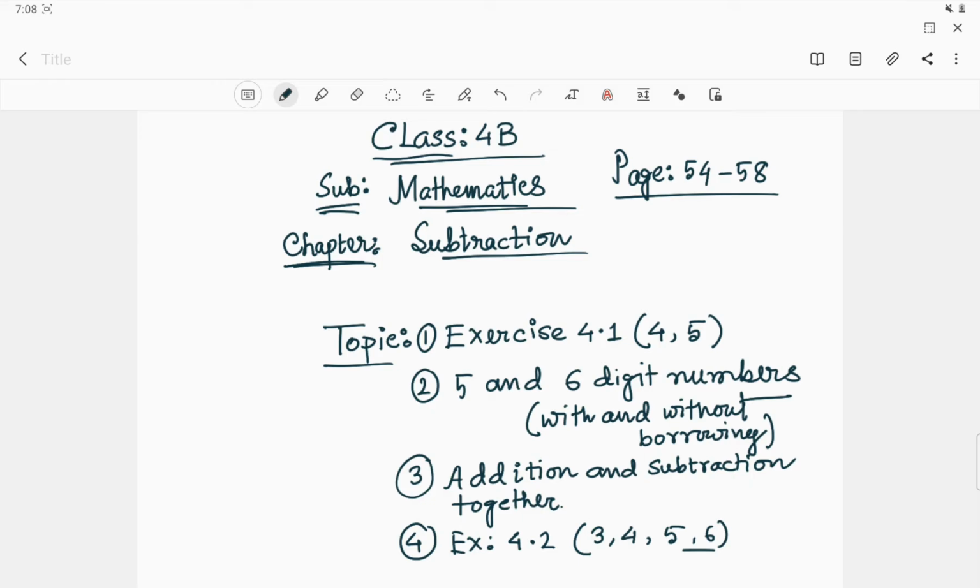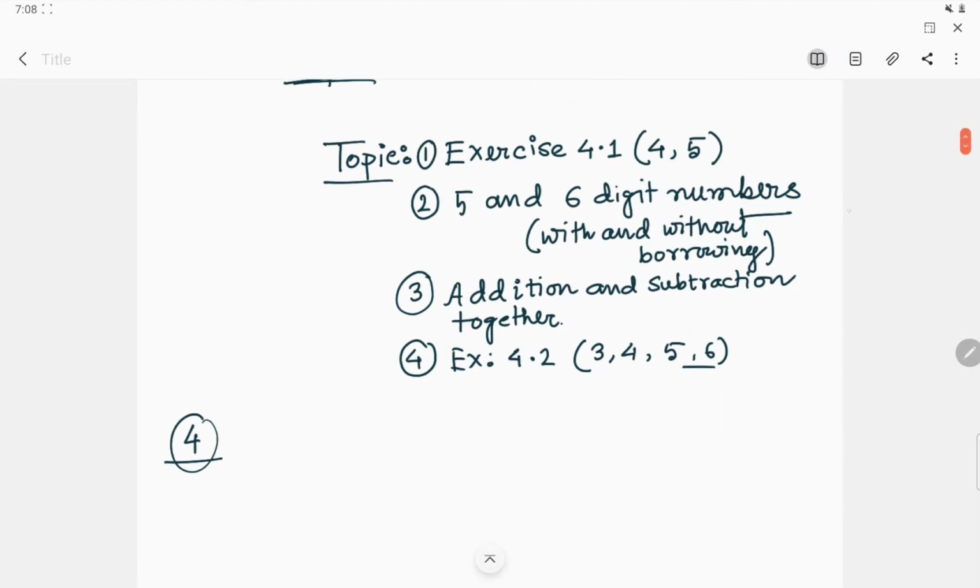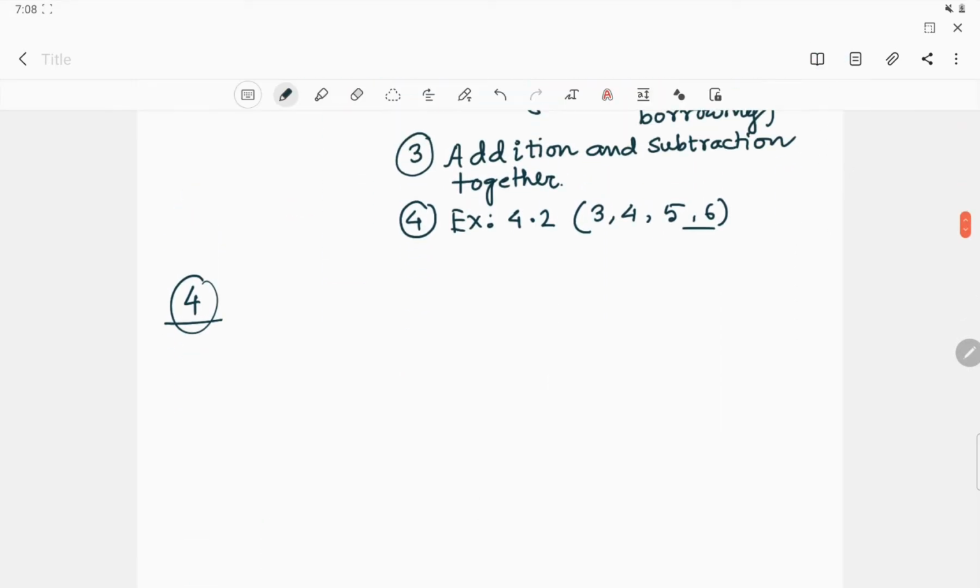numbers with and without borrowing, then question number 3, that is addition and subtraction together, and the fourth topic is exercise 4.2, third, fourth, fifth and sixth questions. Let's move to exercise 4.1, the fourth question, on page number 54.